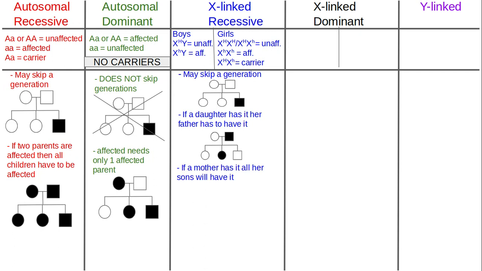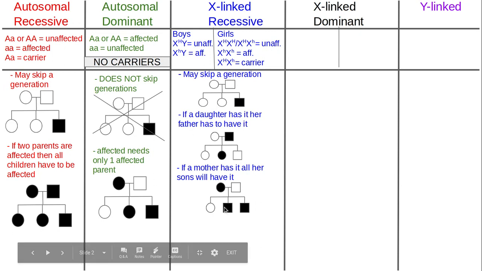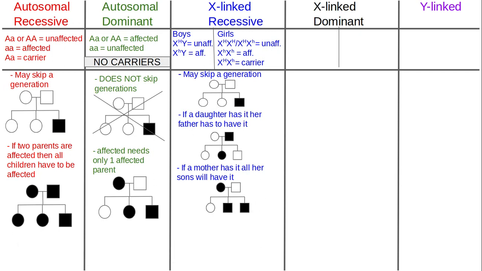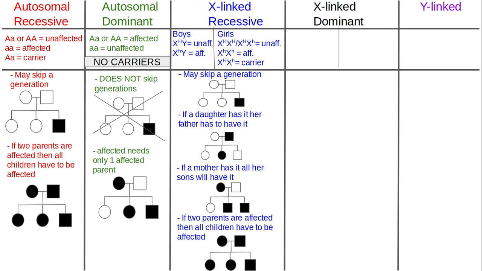Now, if a mother has it, all her sons are going to have it. Okay, so again, it has to be done in the exact order it's read. If your mother has it, it means she has two recessive alleles, little h, little h. They're the only option she can pass on. So if a mother has it, all her sons have it. Again, reading X-linked recessive means you have to read it in the order it's given. If two parents are affected, then all children have to be affected.